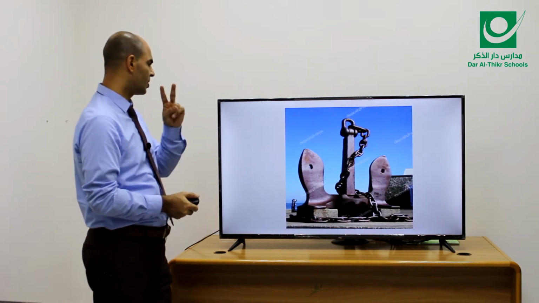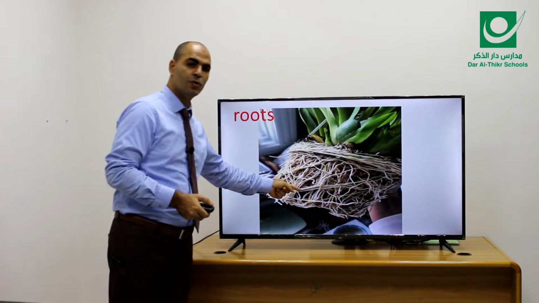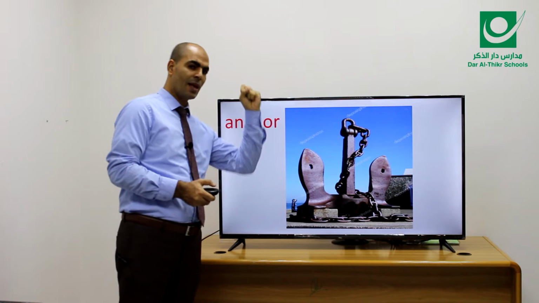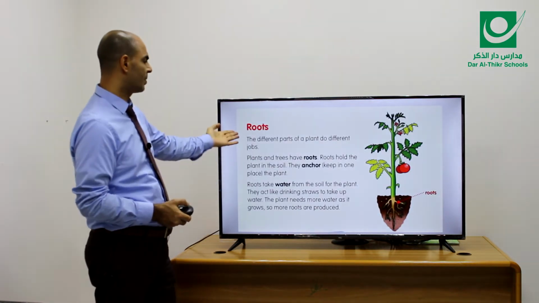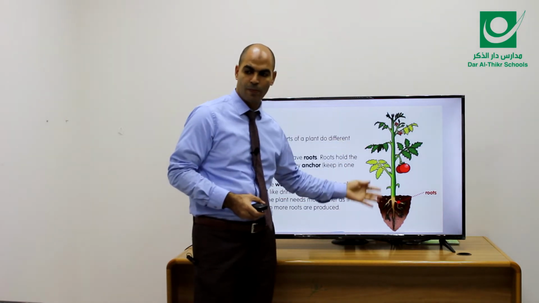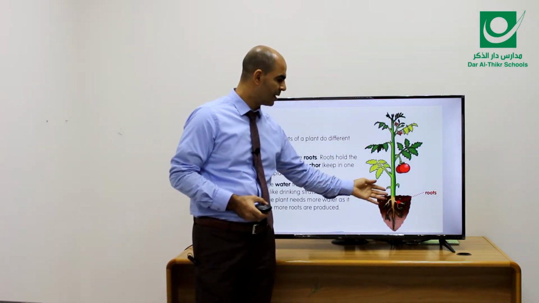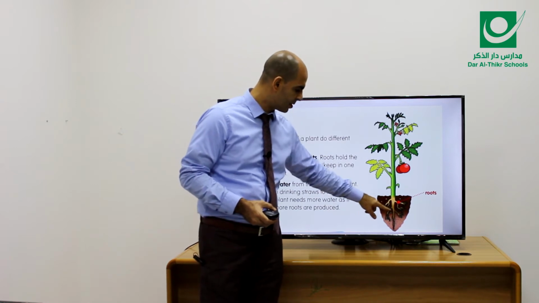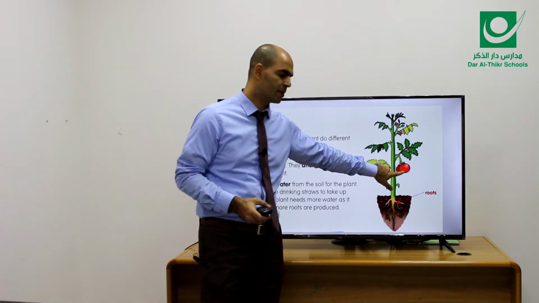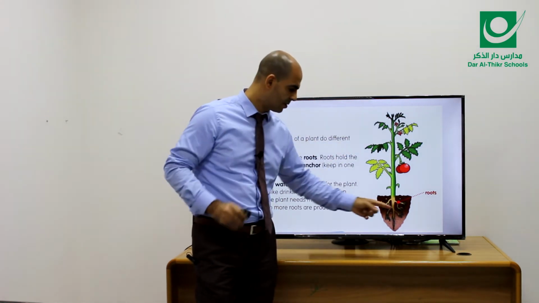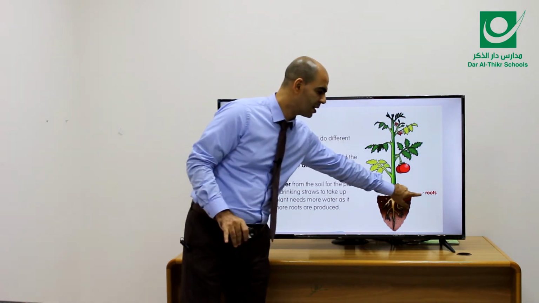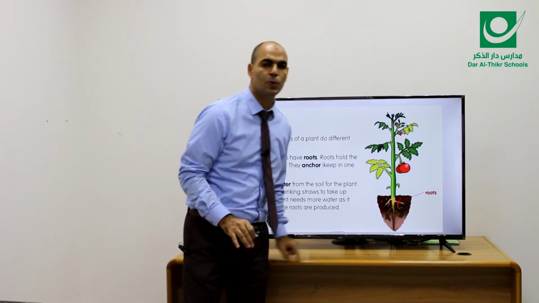So we have two words here: roots and anchor. Okay, roots. Look at this picture. There's a picture of a plant, and the plant has many parts. This is a part, this another part, another part. Today we focus on this part, which is under the ground. It is called, as we said, roots.